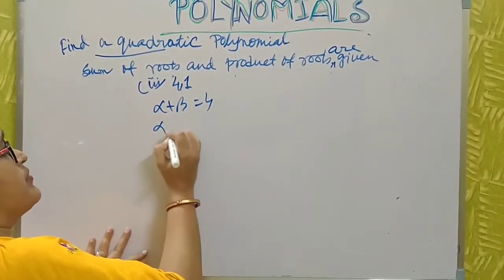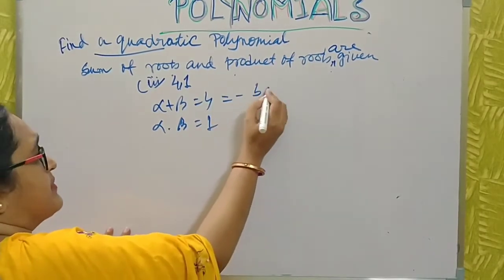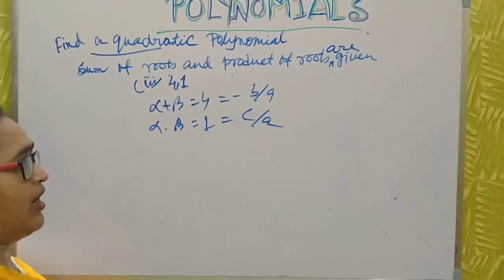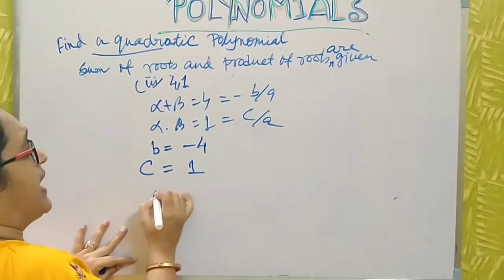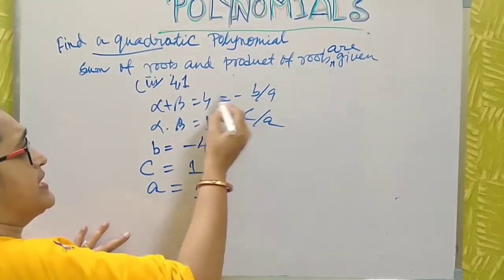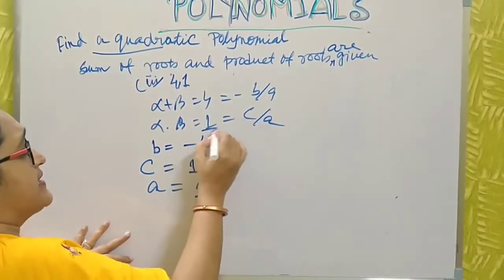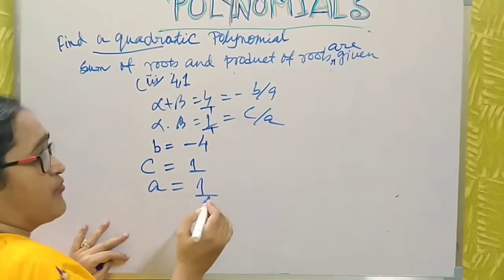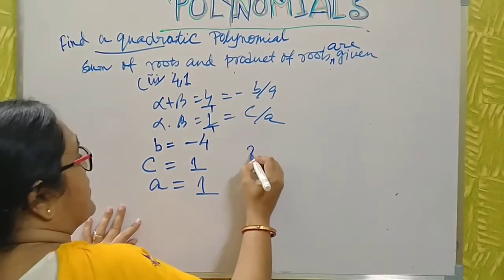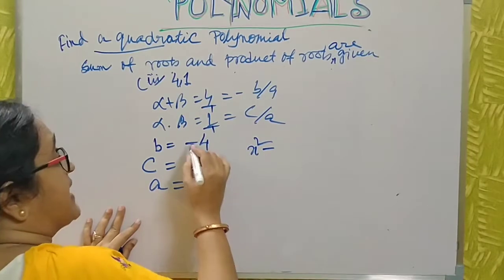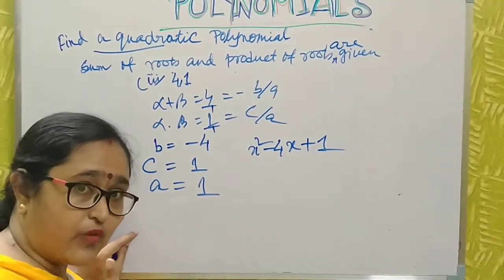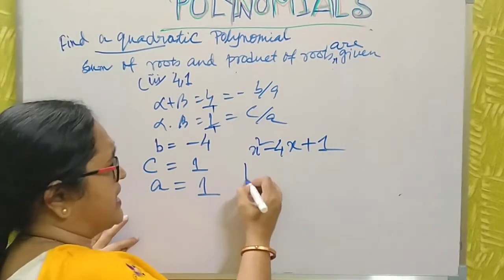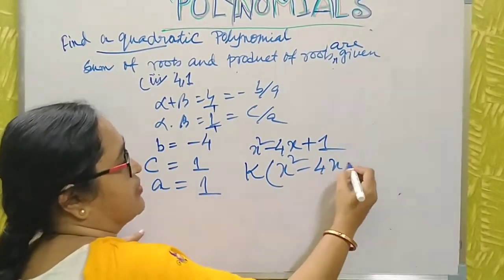Now the roots are given. The addition of the roots is given as 4 and the product of the roots is given as 1. Then this is minus b by a and this is c by a. Compare: b is minus 4, c is 1 and a is 1. Here nothing means 1. Then our quadratic polynomial is x square plus bx plus c, that is x square minus 4x plus 1. If you want more quadratic equations, just multiply by k also.